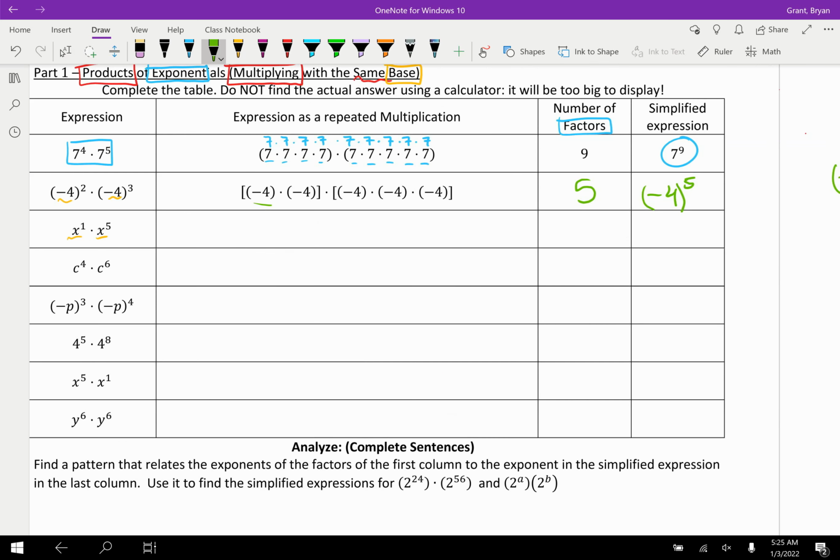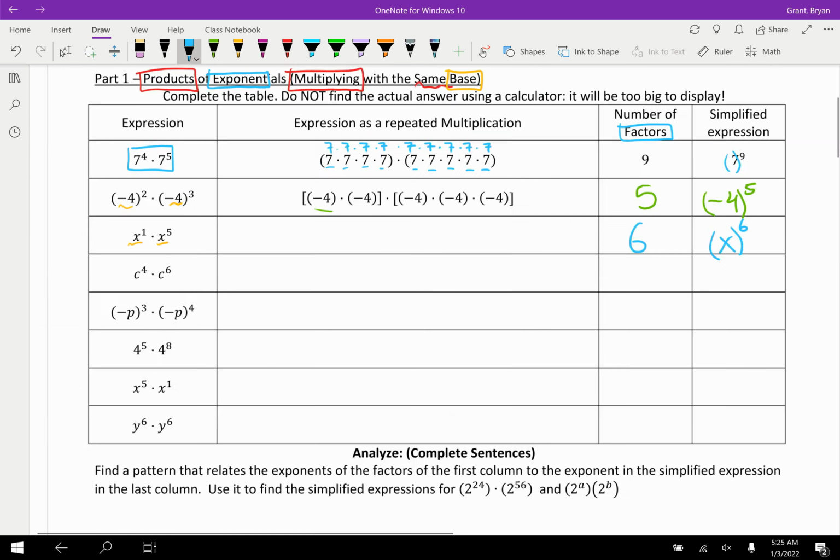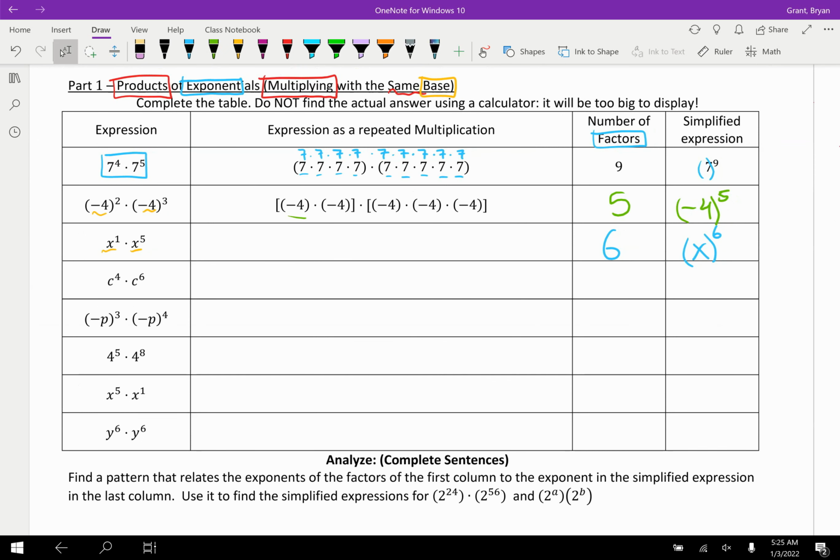Now, if you have x to the first times x to the fifth, you'll find that you have 6 of those x's multiplying, and that's x to the sixth. You can put all of these in parentheses if you'd like. You can do 7 to the ninth, x to the sixth like that. There's nothing wrong with that. That's just extra, though, and you'll find that most, if not everyone, in mathematics further on won't put the parentheses.